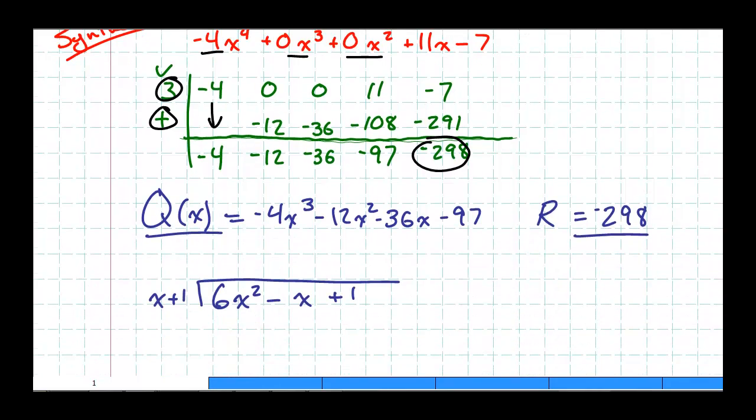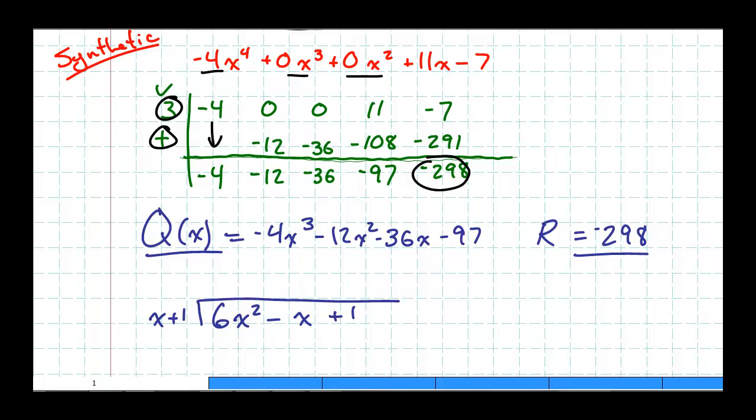So over here you'll see the quotient. The quotient has these coefficients and 1 degree less than the original polynomial. So negative 4x cubed minus 12x squared minus 36x minus 97 with the remainder of negative 298.